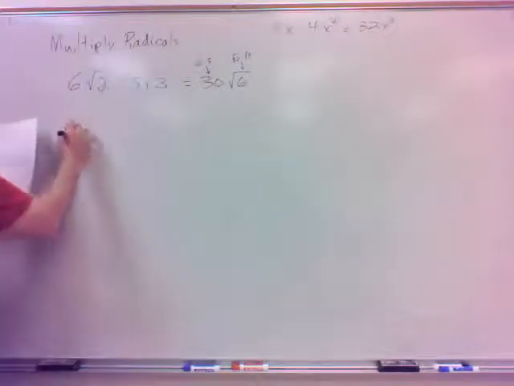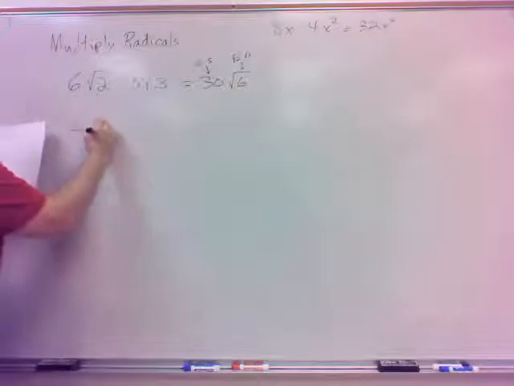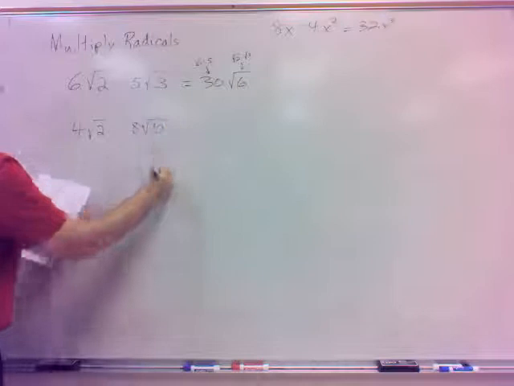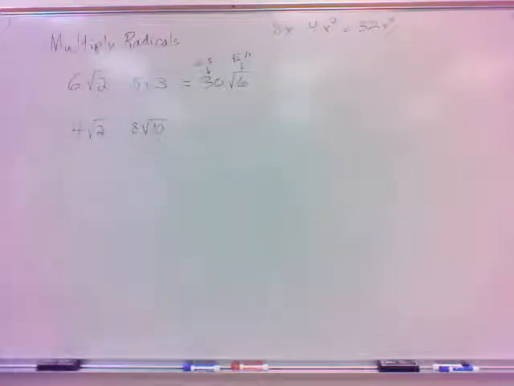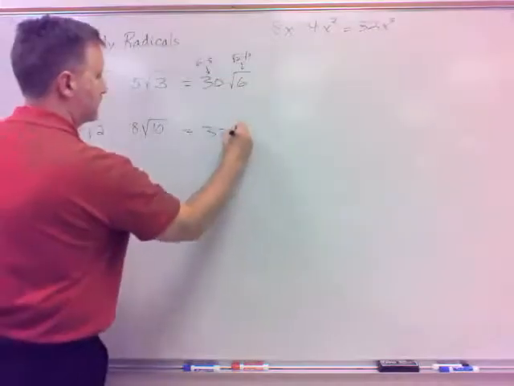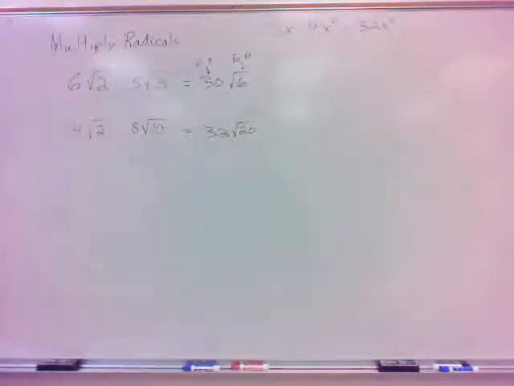Now, sometimes what happens, let's say we've got 4 square root of 2 times 8 square root of 10. Well, same thing, 32 square root of 20. But what do you note about square root of 20? Square root of 20 can be broken down a little more.